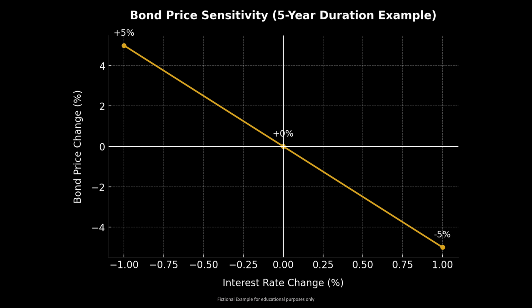So as you look at this chart, you can see the bond price sensitivity of a 5-year duration. An example is that if rates go up a quarter or up to 1%, the bond's going to fall up to 5%, and vice versa.